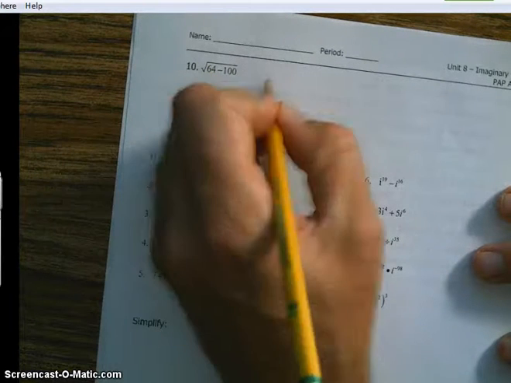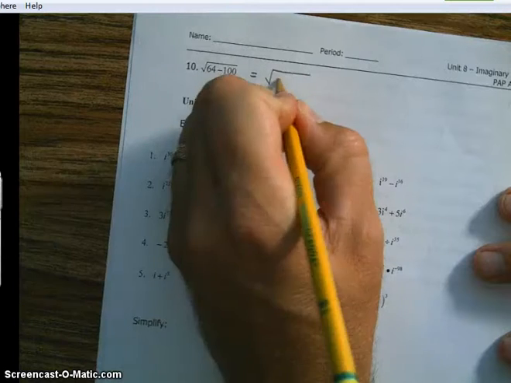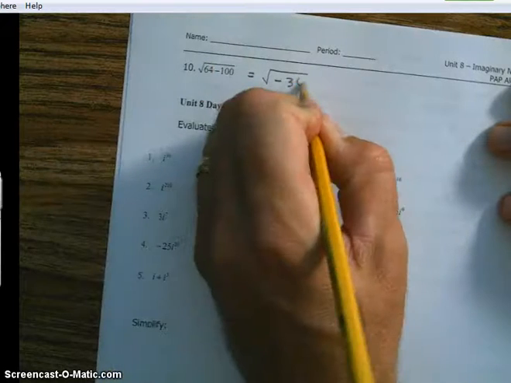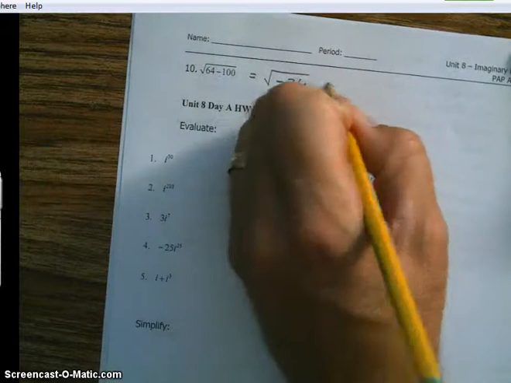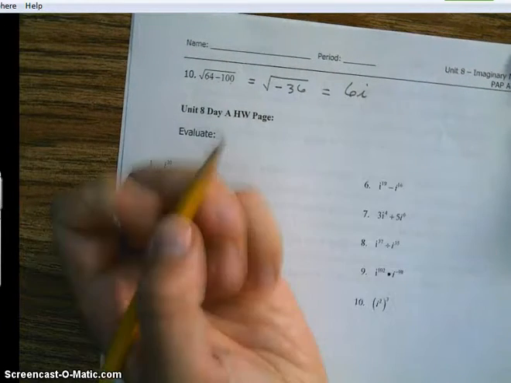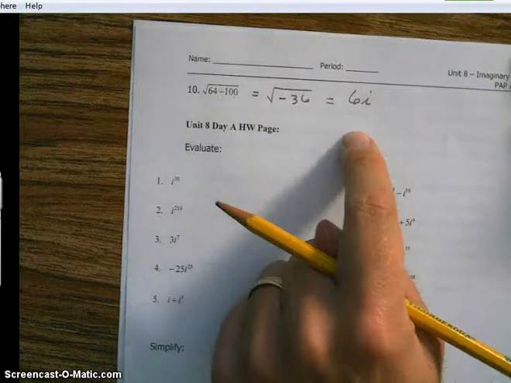Subtracting. 64 minus 100. Negative, what? 36. Now, hopefully you can get to the point where you can look at that and say that that is 6i. If you don't know how I came up with that, come and see me.